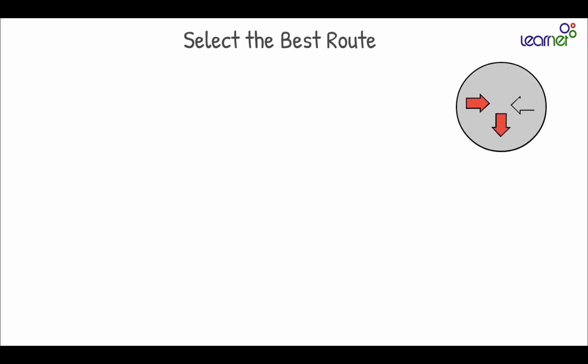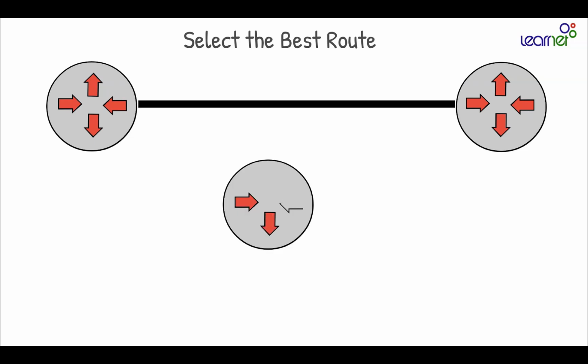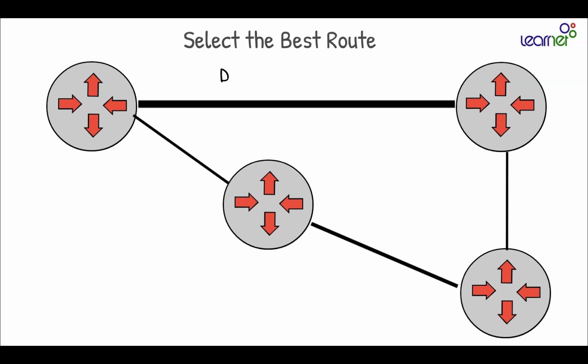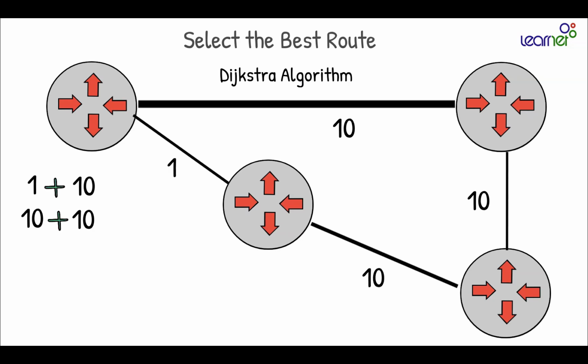Now it's time to select the best route. OSPF uses an algorithm called Dijkstra, which comes from the name of the inventor of this algorithm. Based on this algorithm, the cost of each link is calculated, and at the end they all sum up together and are compared, and the one that has the lowest cost will be picked as the best route and will be installed in the routing table.